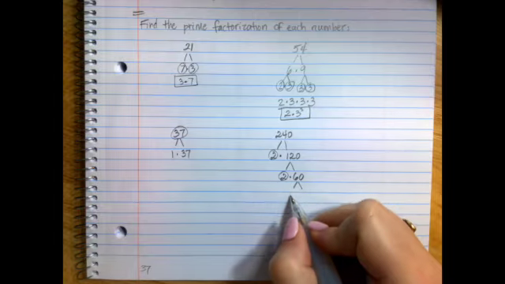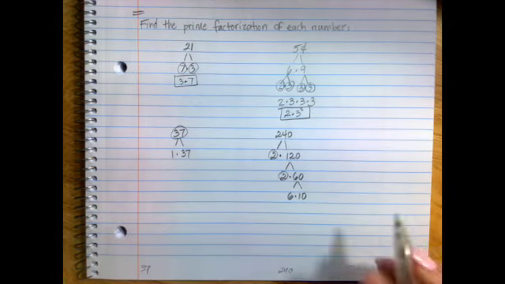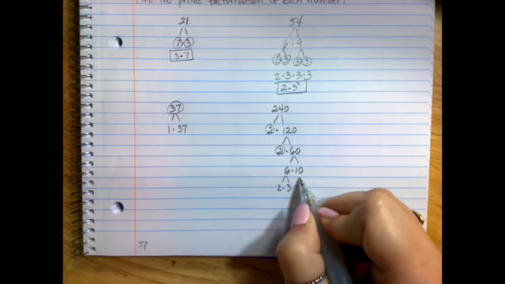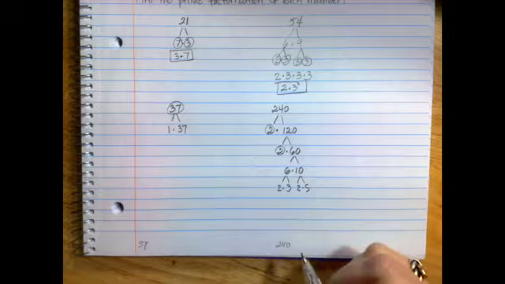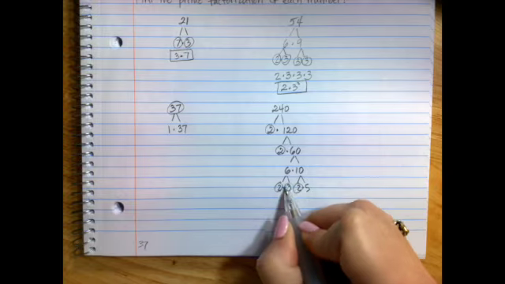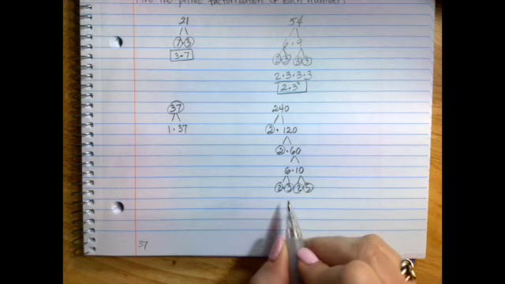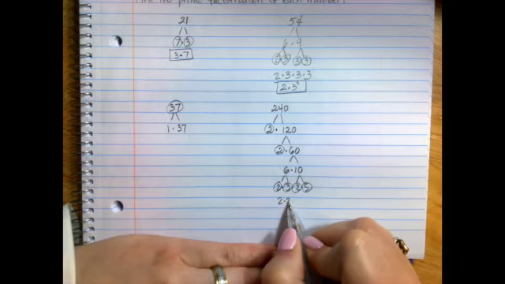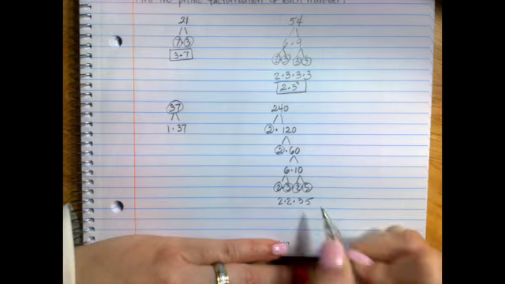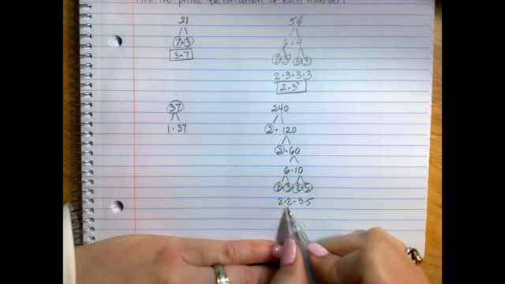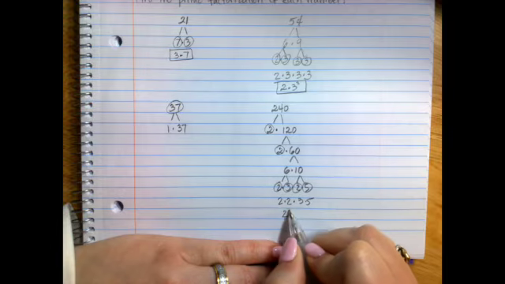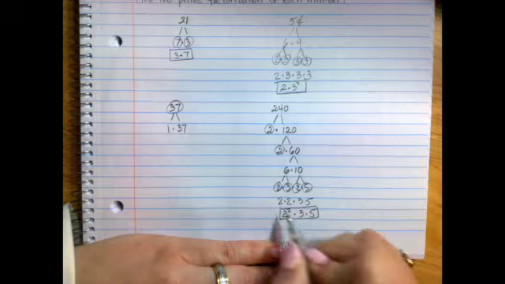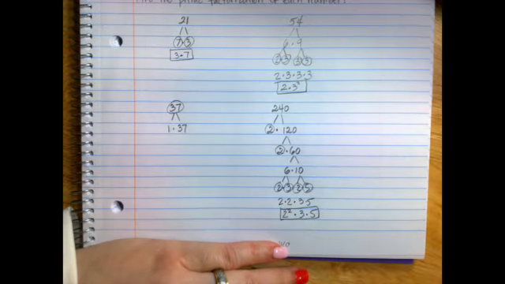I'm going to break it down and say 6 times 10. Neither one of those is prime, so I'm going to break them both down: 2 times 3, 2 times 5. 2 is prime, 3 is prime, and so is 5. I have to put them in order from left to right. So 2 times 2 times 3 times 5. I have to use exponents since I have multiples of the same one. So 2 squared times 3 times 5. That is the prime factorization of 240. Hope this helps you guys.